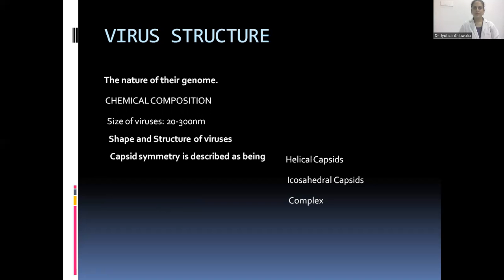For virus structure, we should know the nature of the genome and the chemical composition. The size of the viruses varies from 20 nanometers to 300 nanometers. Now the shape and structure of viruses. The four main morphological forms based on the capsid symmetry are helical, icosahedral, or the complex, and bacteriophages.